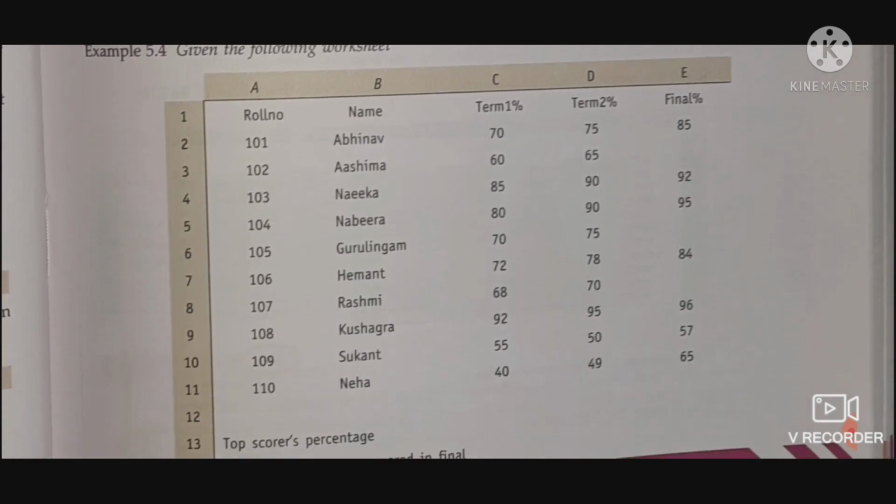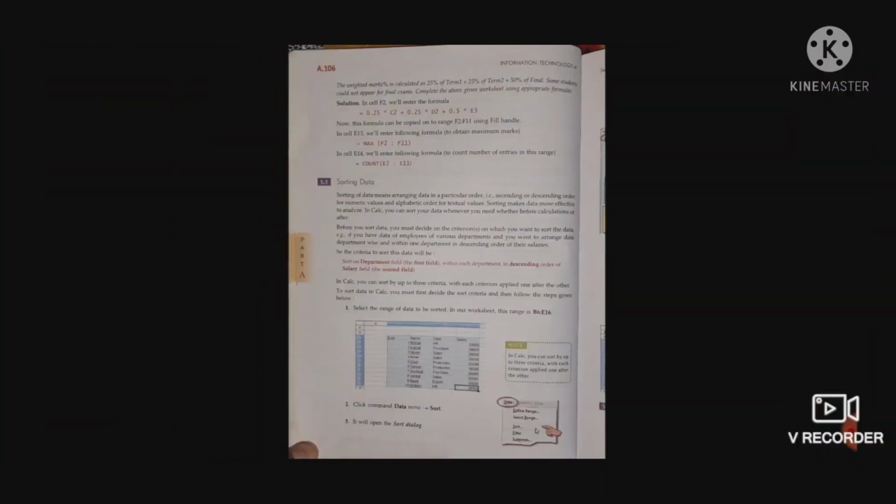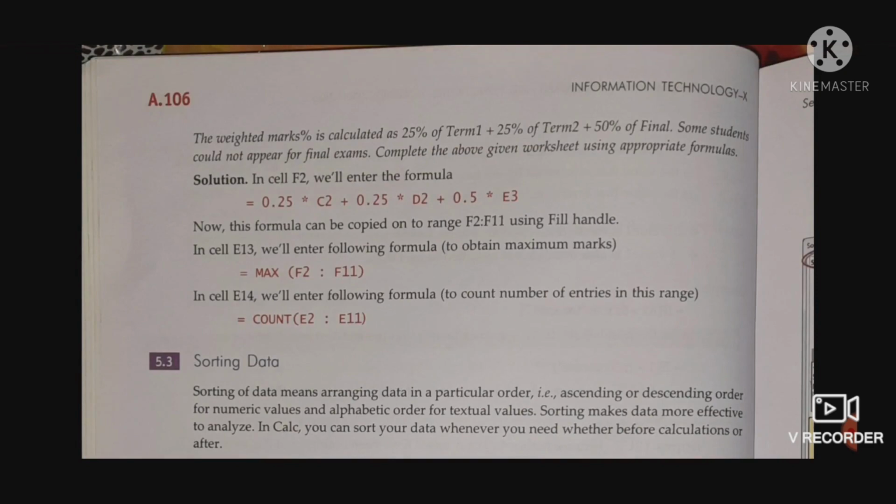Now children, this is the table. You can understand this table: name, roll number, term 1 marks, term 2 marks and final marks. Now we will do the calculation. We have the columns A, B, C, D, E. Suppose you want 25% of term 1, 25% of term 2 and 50% of final marks, and get the total. We will write it in column F, in F2. This will be the formula: 0.25 times C2, plus 0.25 times D2, plus 0.5 times E2, we will add all. Now we will copy this formula down and we will get the answers.